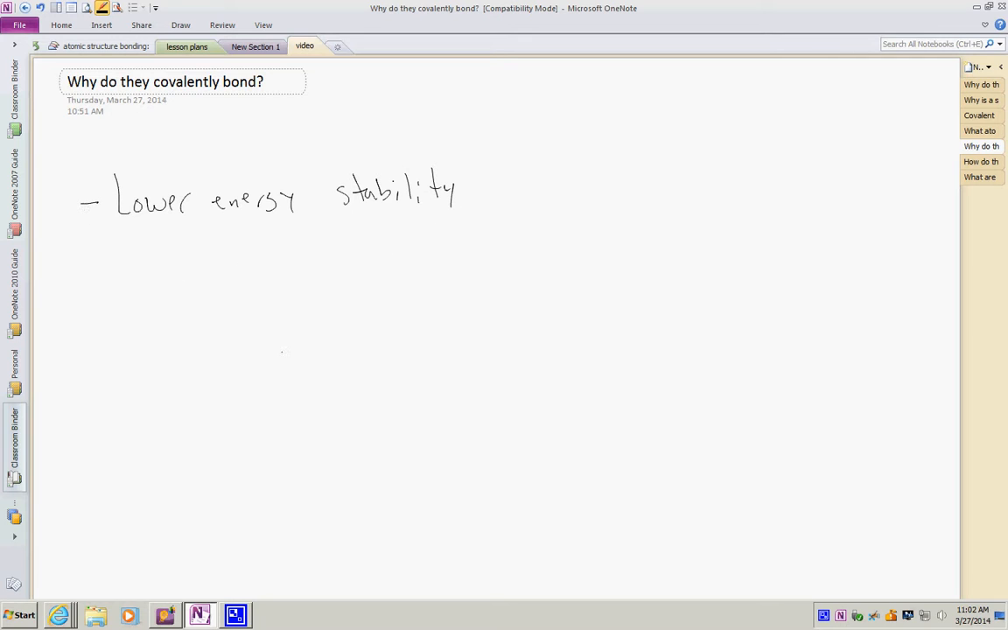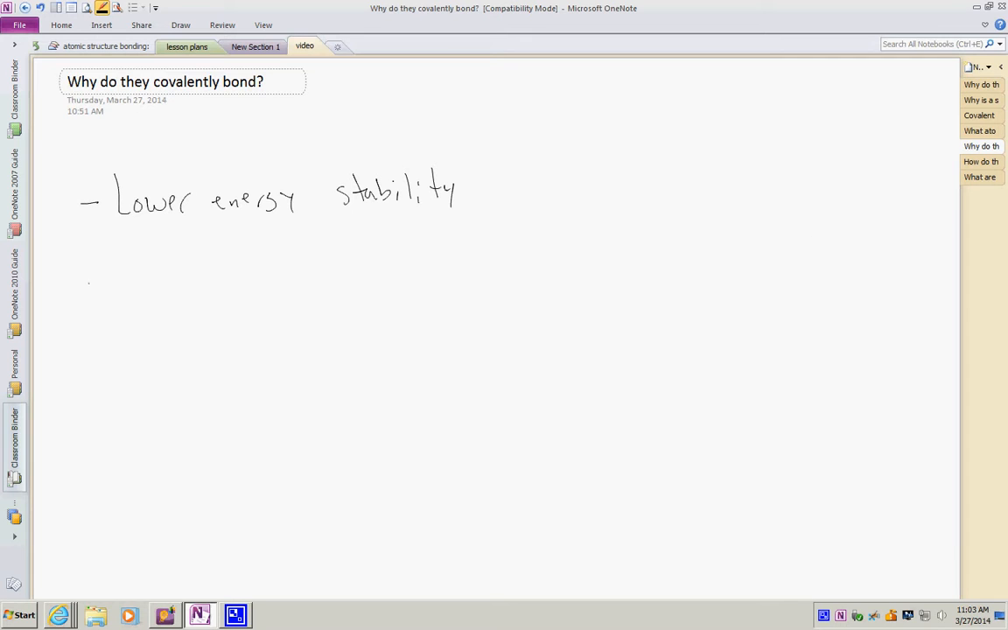Now, I'm going to add this into the next slide. Is how do they do this? Because there's not a whole lot. We already kind of talked about why they covalent bond. Okay, but we're trying to create a lower energy or more stable environment. So how do they do that?